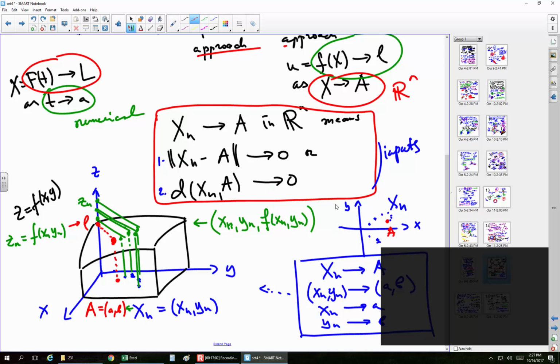Okay, so the technical definition, based on this picture, well, it's already here. The only thing to worry about is whatever happens to, do not assume that we only have to look at one sequence. Just like with the limits of functions of one variable, you have to look at all sequences. So this is how we do it.